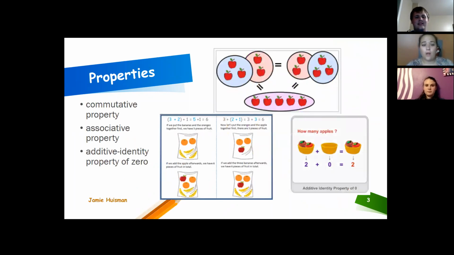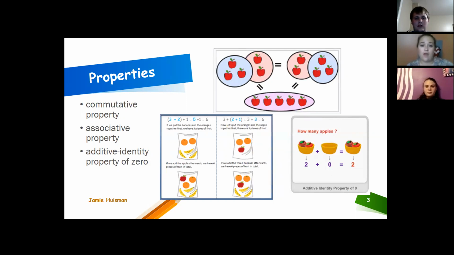The 4 properties of addition are commutative property, associative property, additive identity property of 0, and the closure property, which I'll talk about on the next slide. The commutative property says that if you have 3 apples plus 2 apples, it'll equal 5 apples. But if you also take 2 apples plus 3 apples, it will equal 5 apples also.